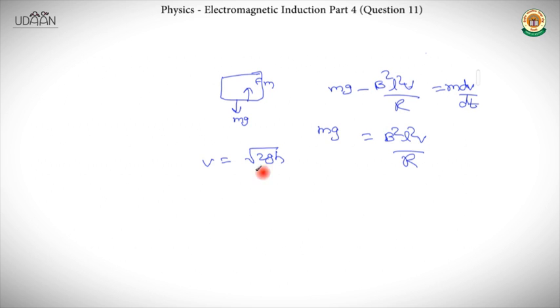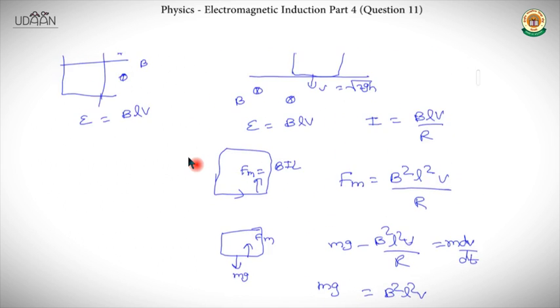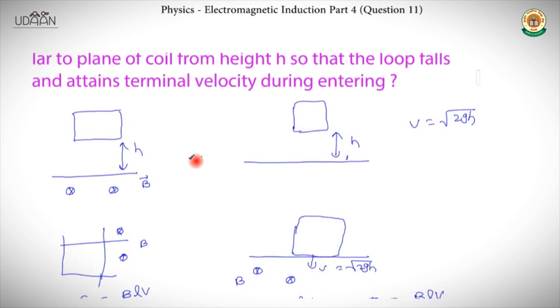So on solving this equation, v equal to root 2gh, we are going to get height equal to m square g r square by 2 B to the power 4 L to the power 4. Exactly. By substituting the equation and by squaring it. So basically, hence we derived the formula for the height given in the question.